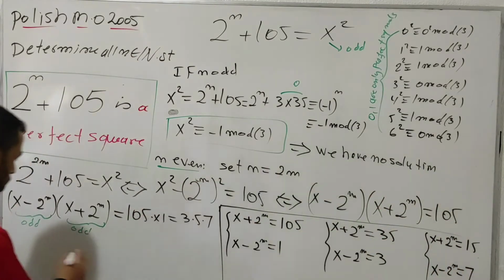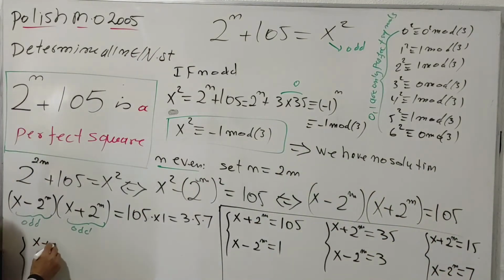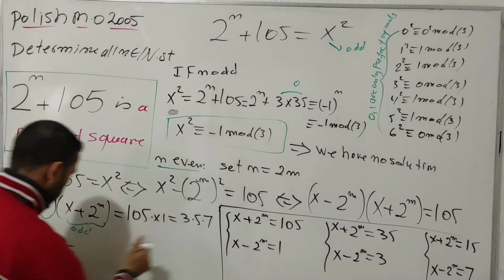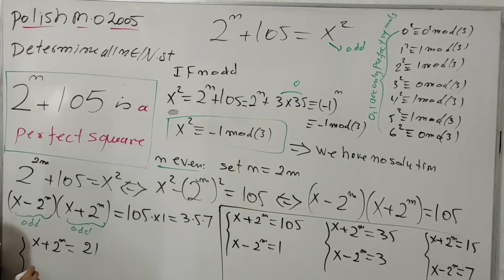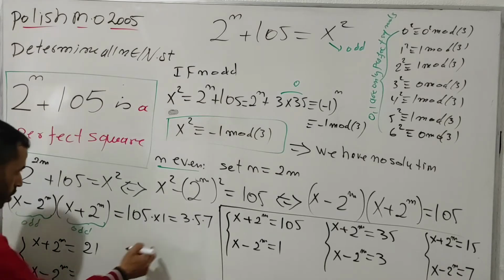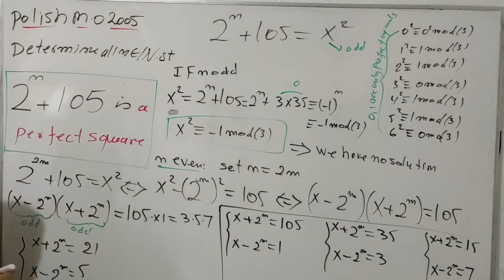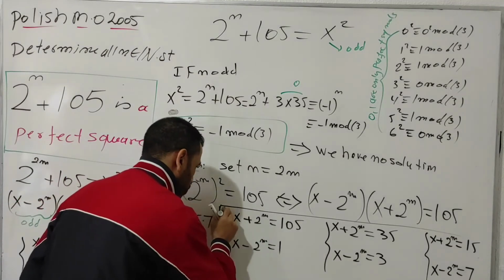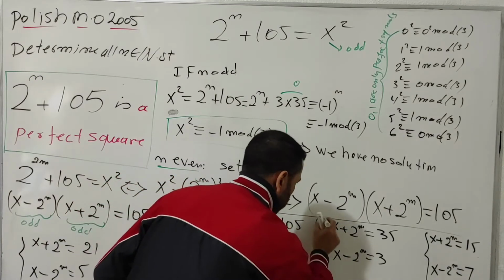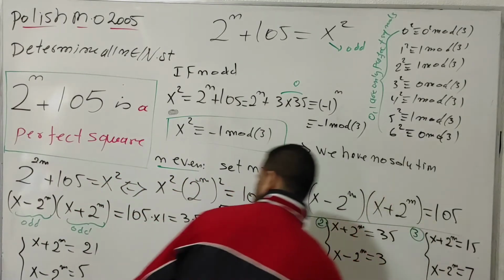The last equation: x plus 2 to the m is taking 21, which is 3 multiplied by 7. So the small one, x minus 2 to the m, is taking the number 5. Now I'm going to simply solve these equations. This is the first equation, this is the second, this is the third, this is the fourth.